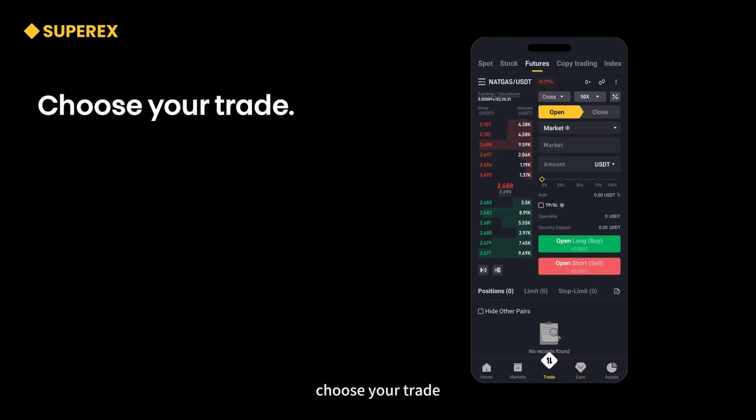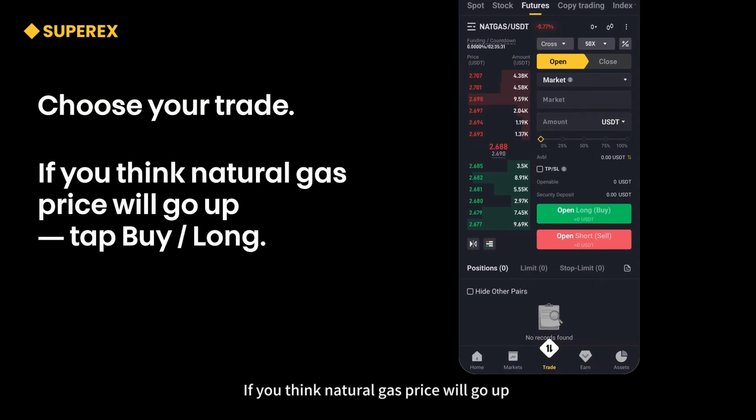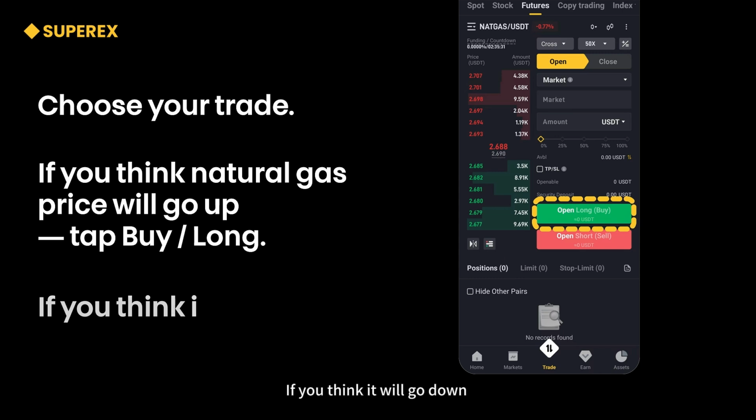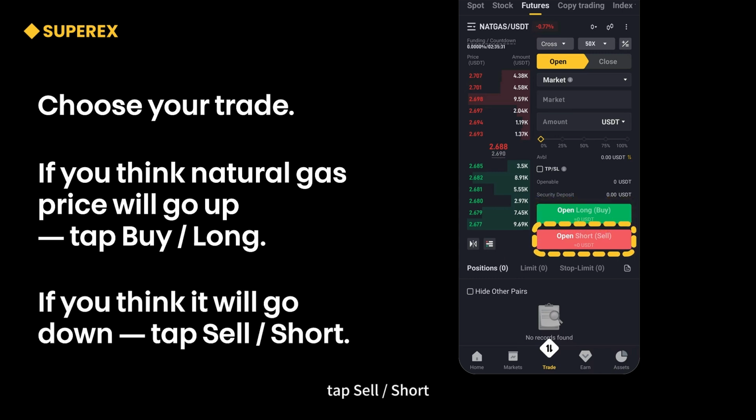Now, choose your trade. If you think natural gas price will go up, tap buy or long. If you think it will go down, tap sell or short.